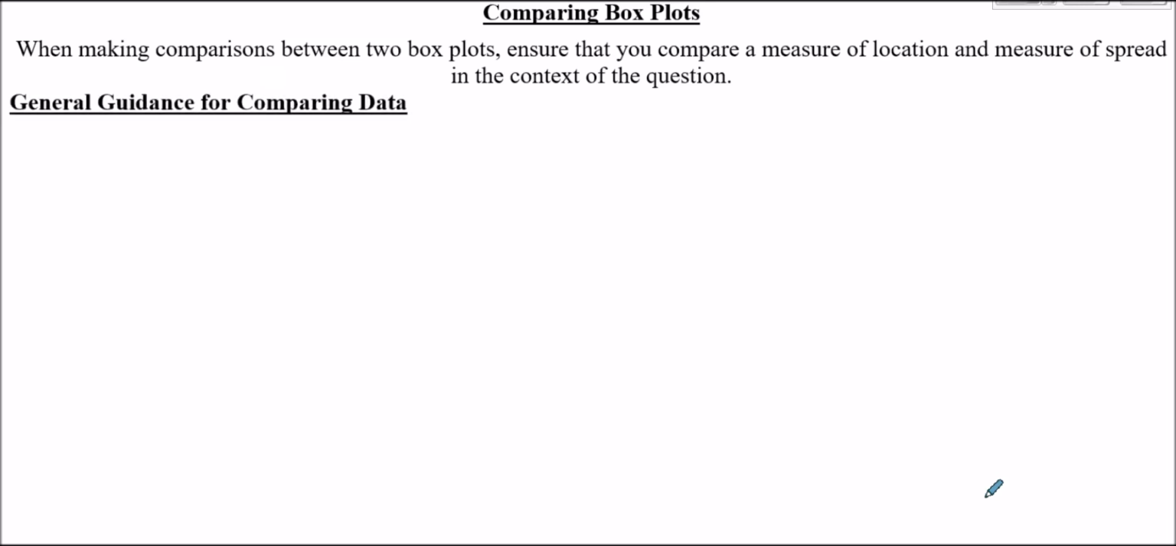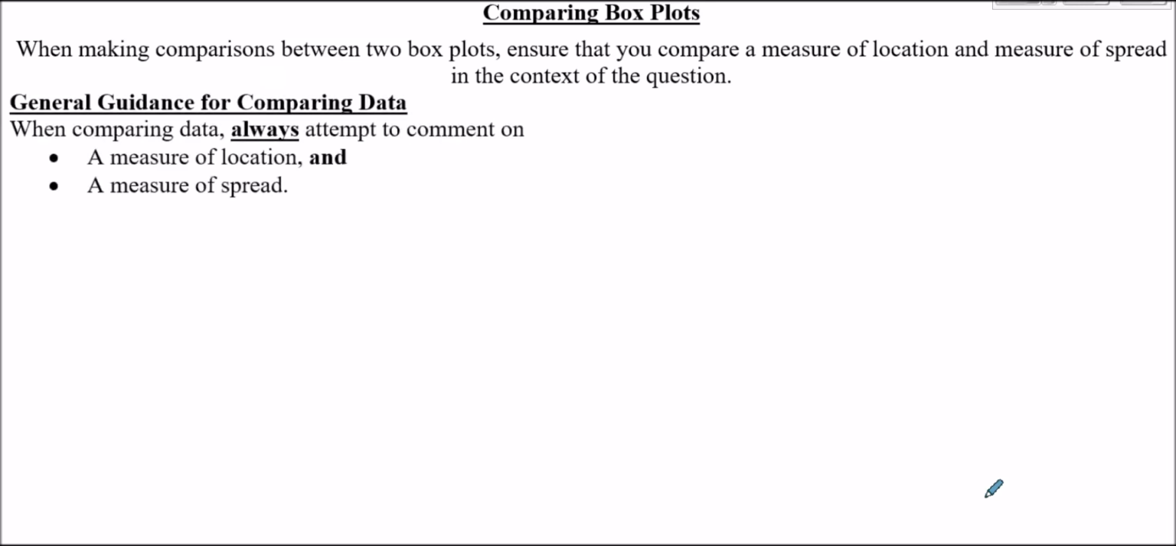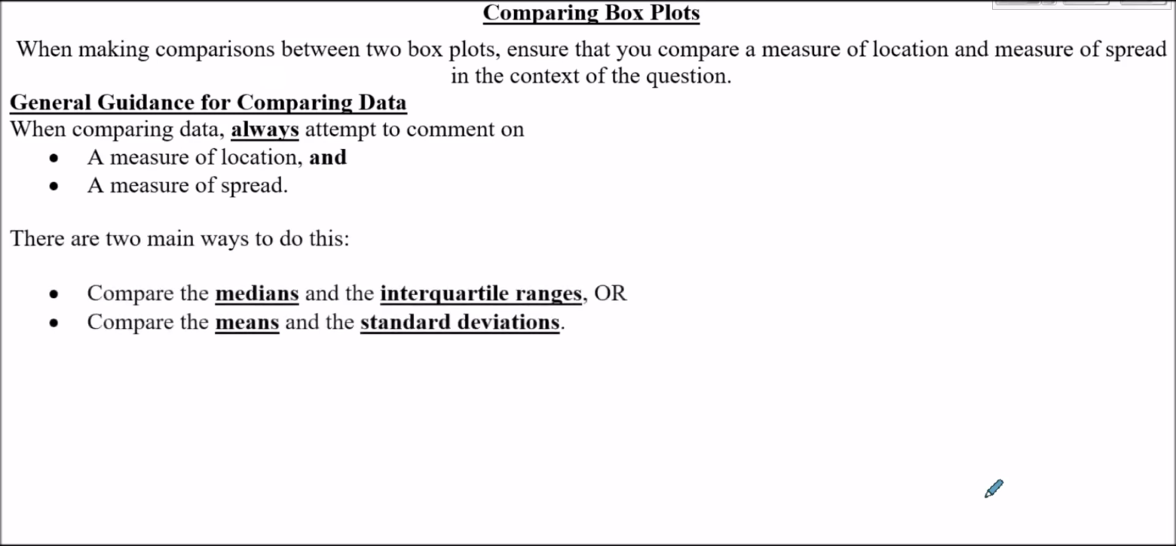So, some general guidance for doing this. When comparing data, like I've said, always attempt to comment on a measure of location and a measure of spread. You need to comment on both. And there's two main ways to do this. So one way is to compare the medians and the interquartile ranges, or compare the means and the standard deviations.